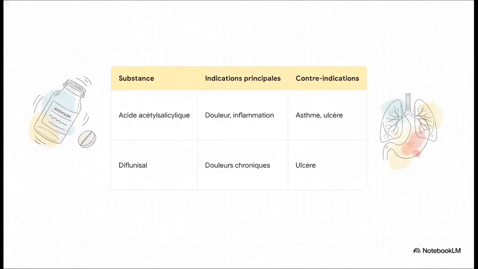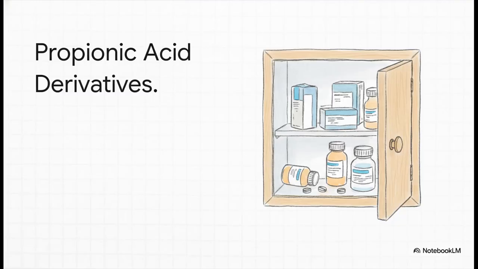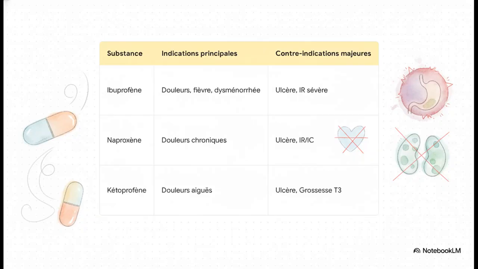Acetylsalicylic acid. You know it as aspirin, but watch out for patients with ulcers or asthma. Next up, the propionic acid derivatives. You're going to see these ones a lot. This group includes heavy hitters like ibuprofen and naproxen. Again, peptic ulcers are a no-go.